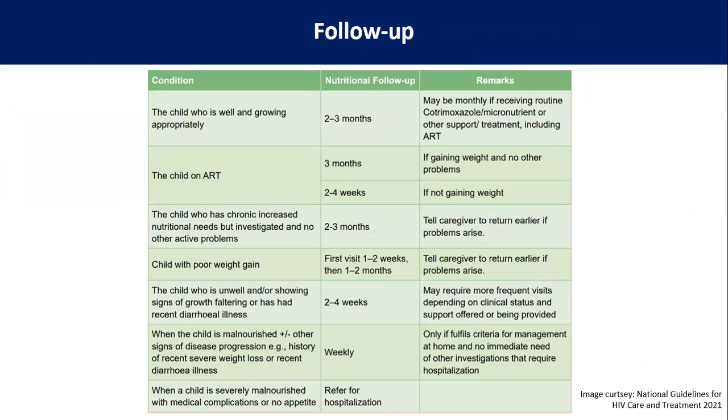While following up these children, you have to always see what the condition of the child is, whether it is growing well or not. If it is growing well, the nutrition follow-up can be done after 2 to 3 months, not so frequently. But if the child is very sick and requires care, or has chronically increased nutrition needs, the child can be followed up as frequently as every 2 to 4 weeks. And if the child is not well, showing signs of growth faltering, more frequent visits can be encouraged, and we have to counsel the parents appropriately as per the case requirement. Next.